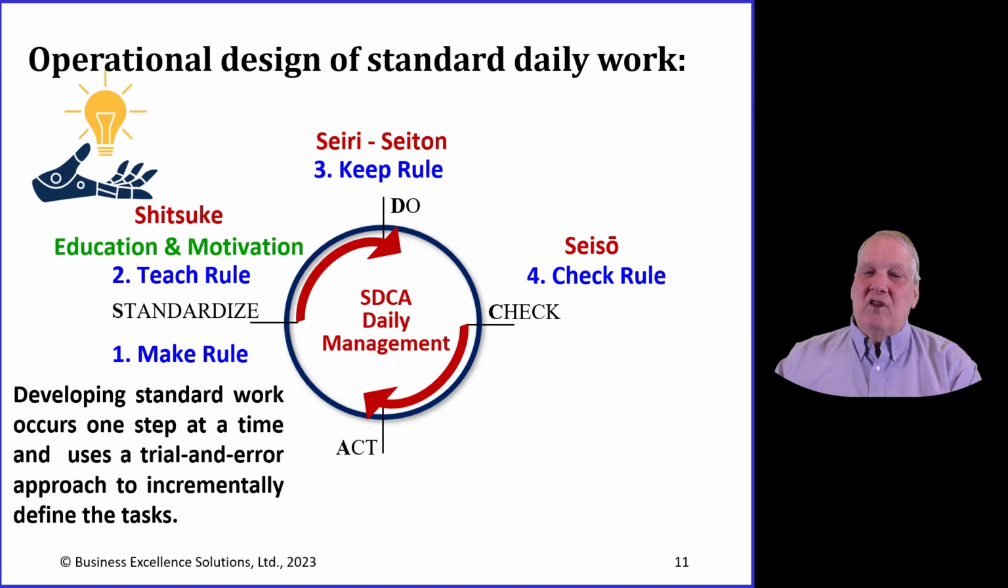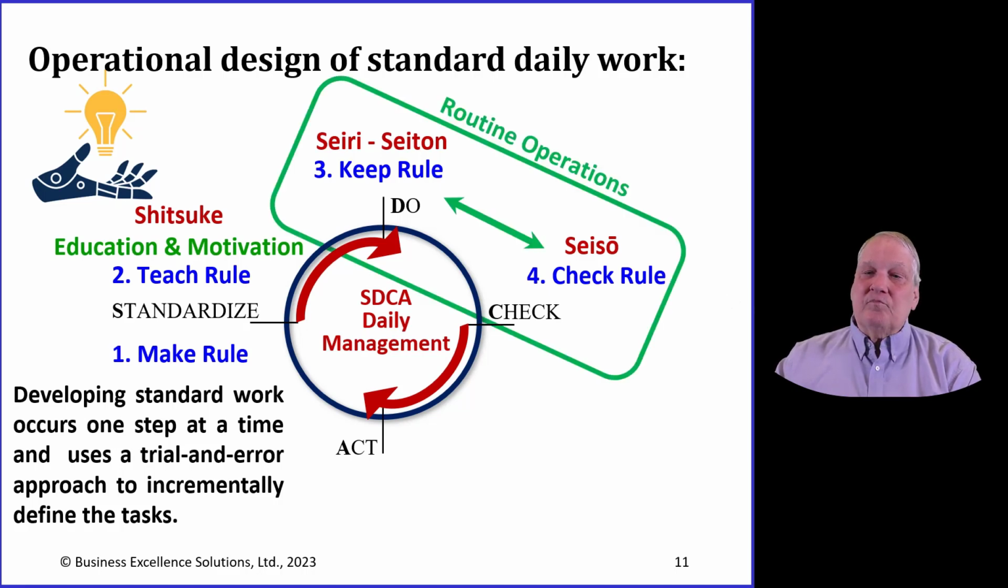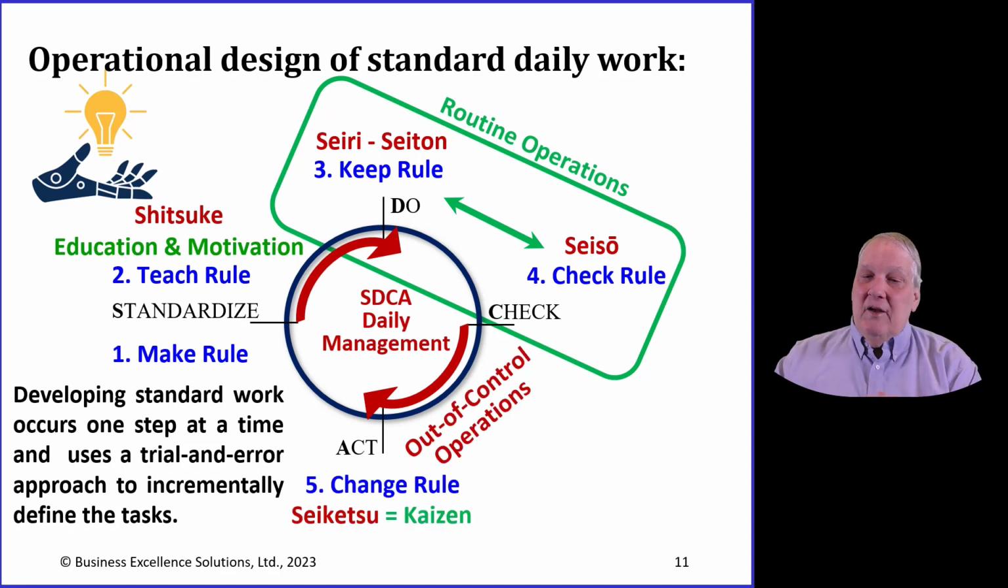Then we have the next steps. It's keep the rule, check the rule. This is the daily management system. We begin the day with Seiri, Seiton, where we say, let's get ready for the day, let's organize ourselves, let's get ready for the work we're going to do. And Seiso, at the end of the day, we close out and clean up the work so that we're ready to start the next day. So routine organizations are really just do, check, do, check, do, check. As long as there are no issues, we go back to do. We don't go on to act. And so if there is an out of control issue, then we continue and we go to the next, which is change the rule.